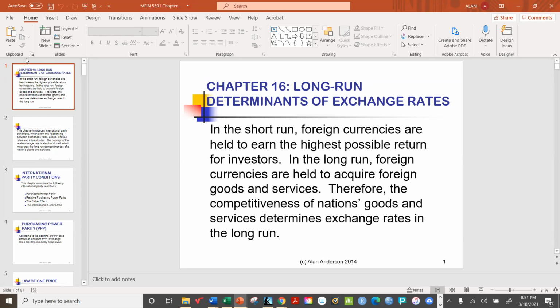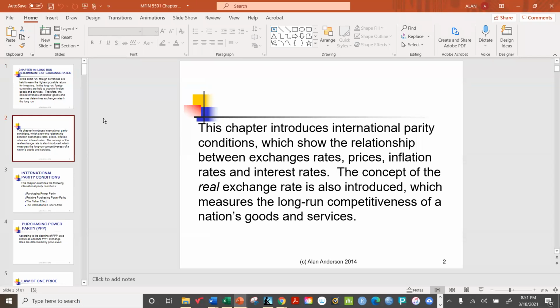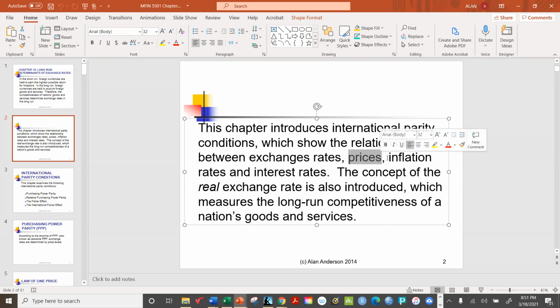All right. So with that being said, we're going to be looking at the so-called international parity conditions, which show the relationship between exchange rates, prices for the first time, inflation, which again, we haven't looked at before, and interest rates. Interest rates are always a major determinant of exchange rates, but in a different way in the long run than in the short run. We're also going to introduce a very interesting idea, and that is the so-called real exchange rate, which is sort of a variation of the nominal exchange rate that we see in everyday life, but it is adjusted to take into account the price levels of two different countries.